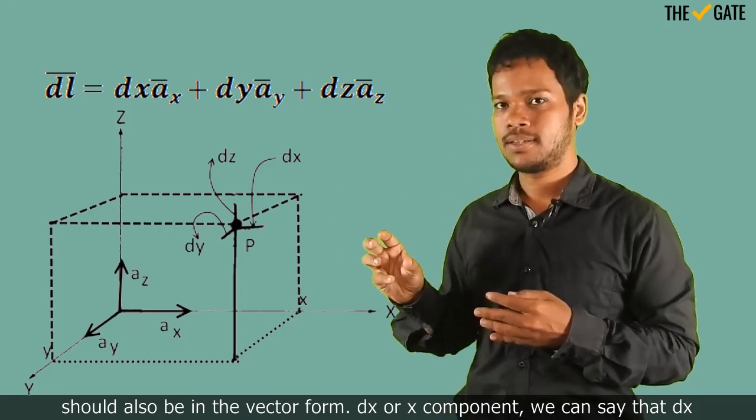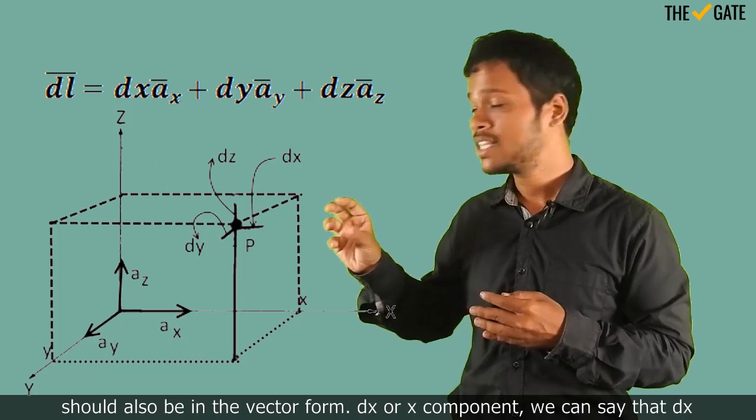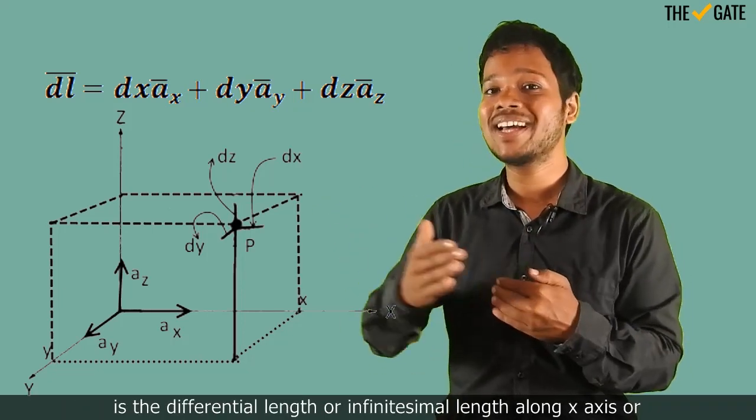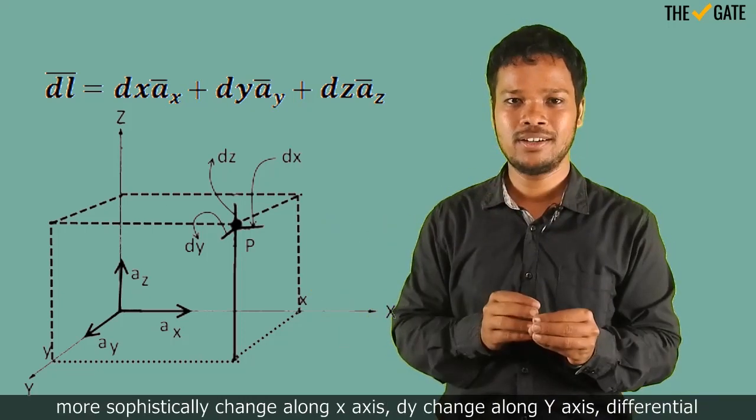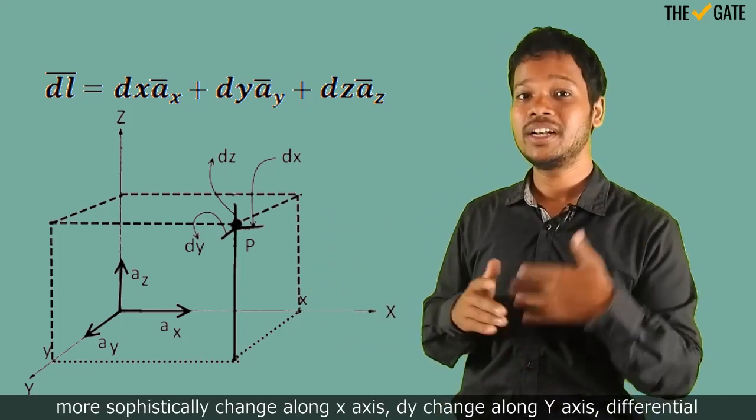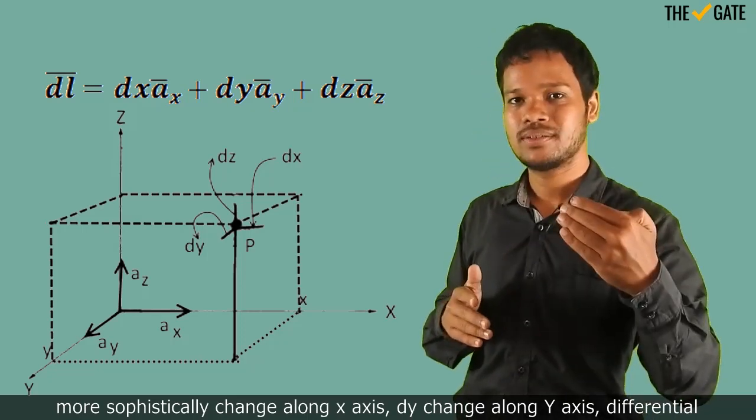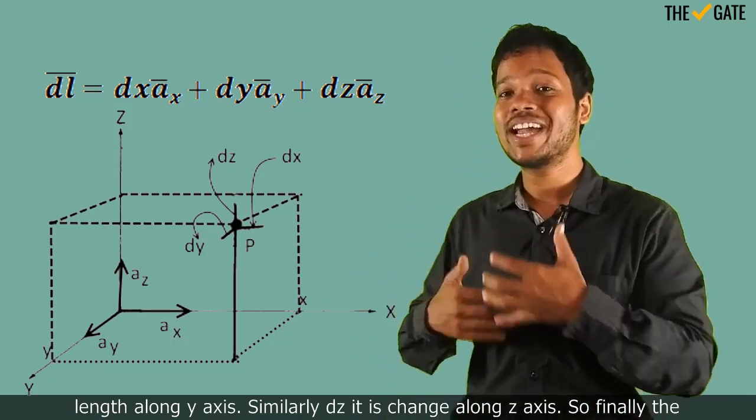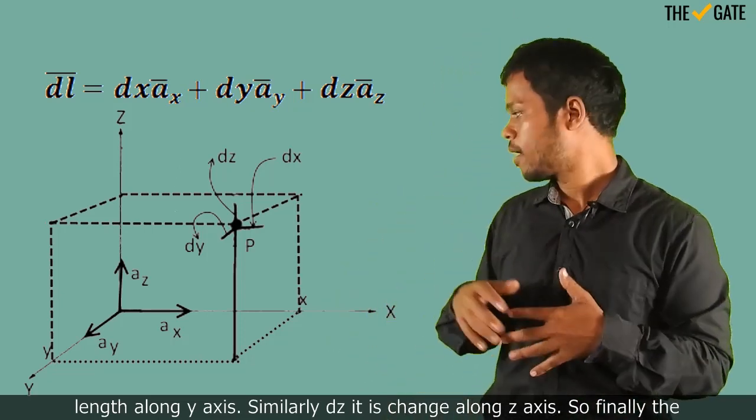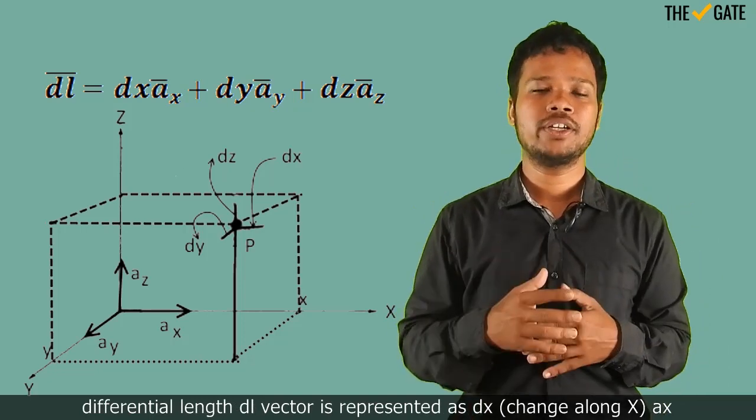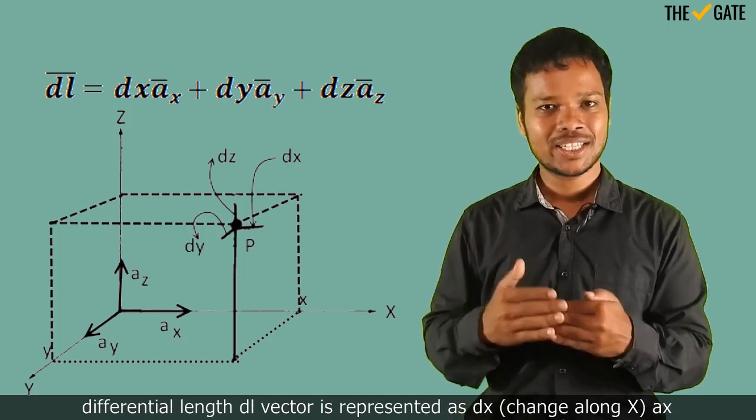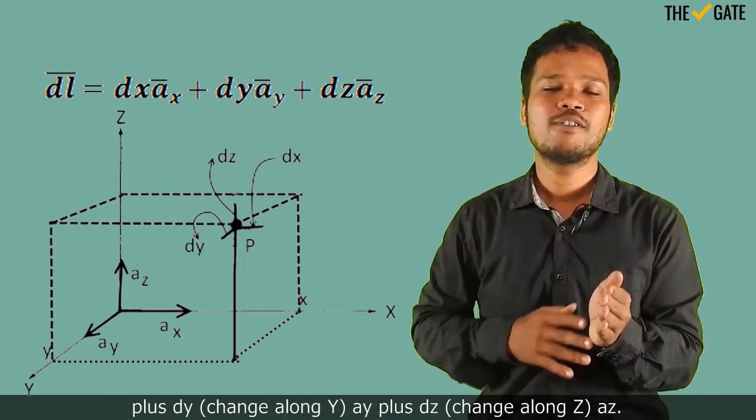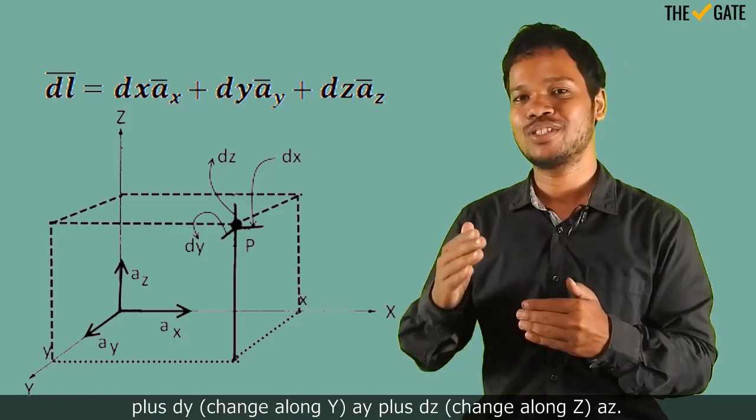dx, or the x component, is the differential or infinitesimal length along the x-axis, or more sophisticatedly, change along the x-axis. dy is the change along the y-axis, differential length along the y-axis. Similarly, dz is the change along the z-axis. So finally, the differential length dl vector is represented as dx, change along x, ax, plus dy, change along y, ay, plus dz, change along z, az.